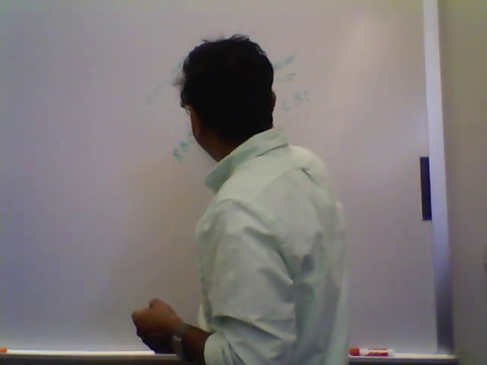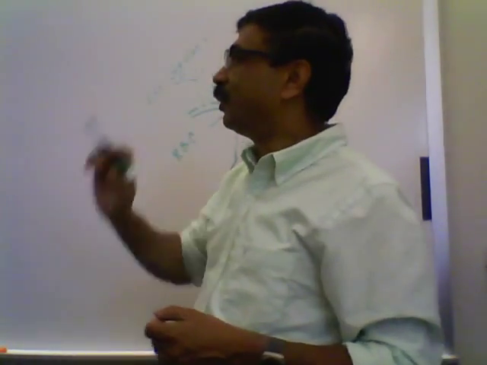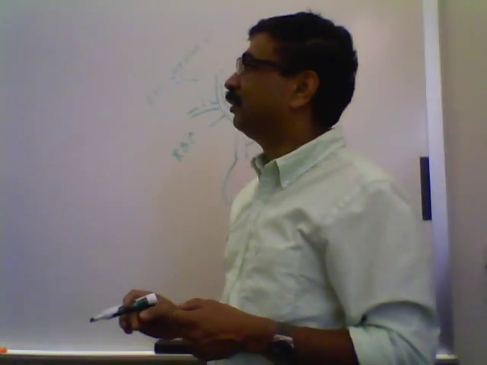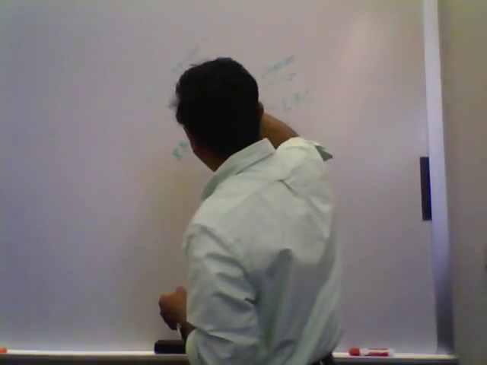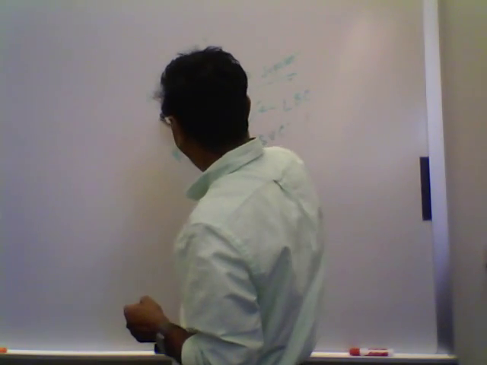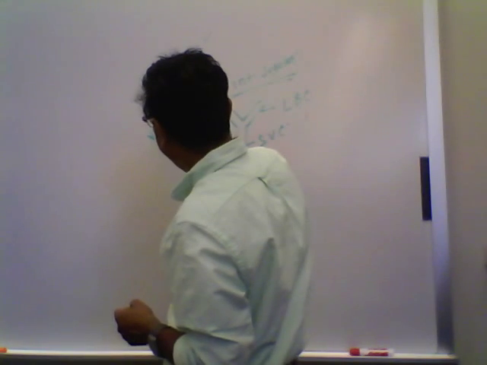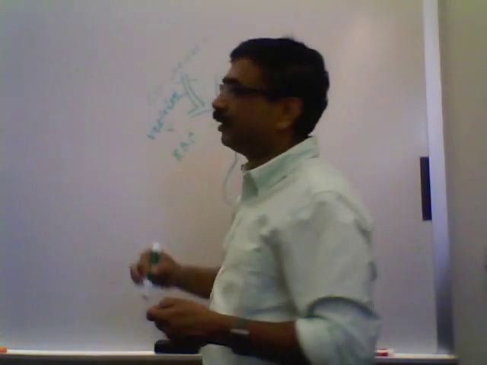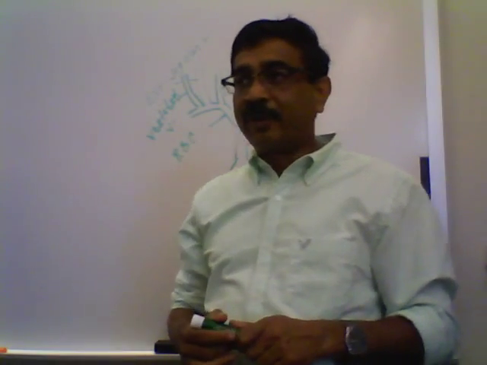Now, from subclavian, also you get another very important vein, that is the vertebral. This is the vertebral vein. Vertebral vein. You remember vertebral artery?